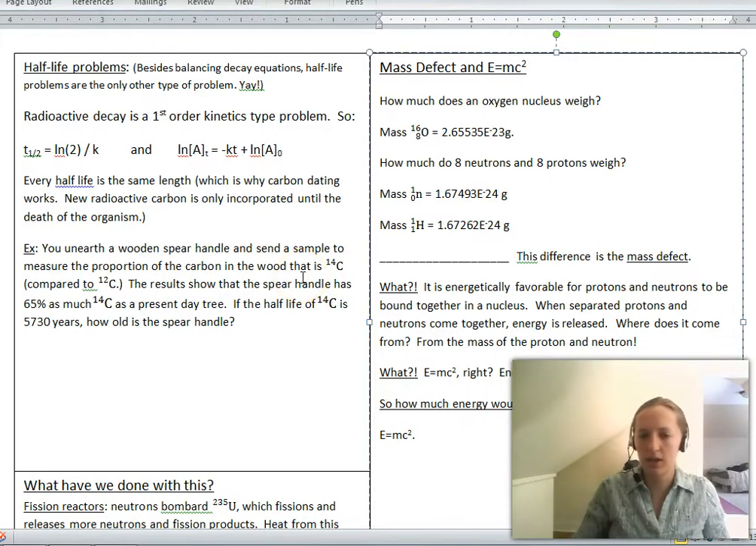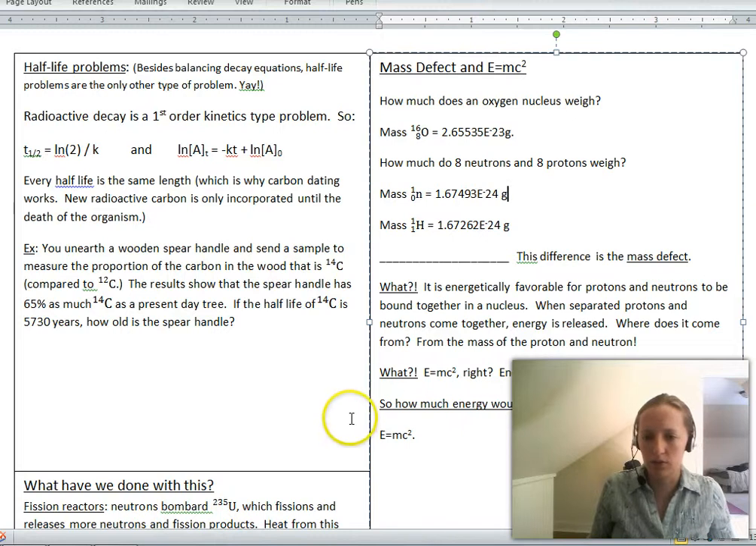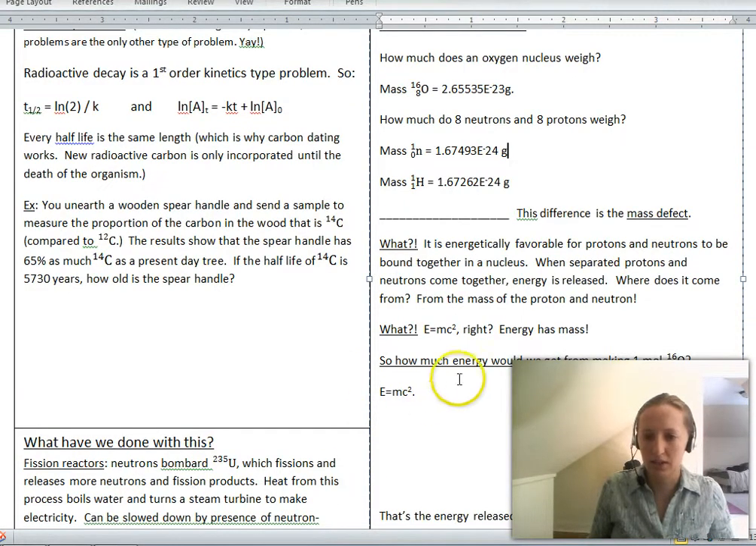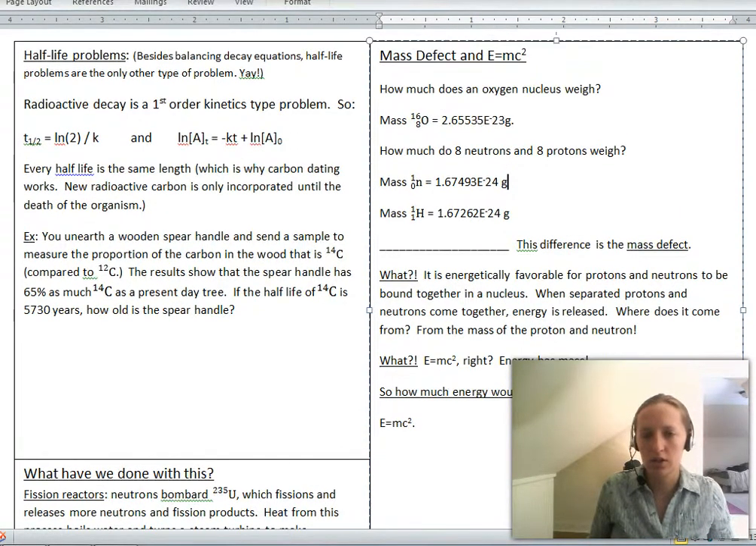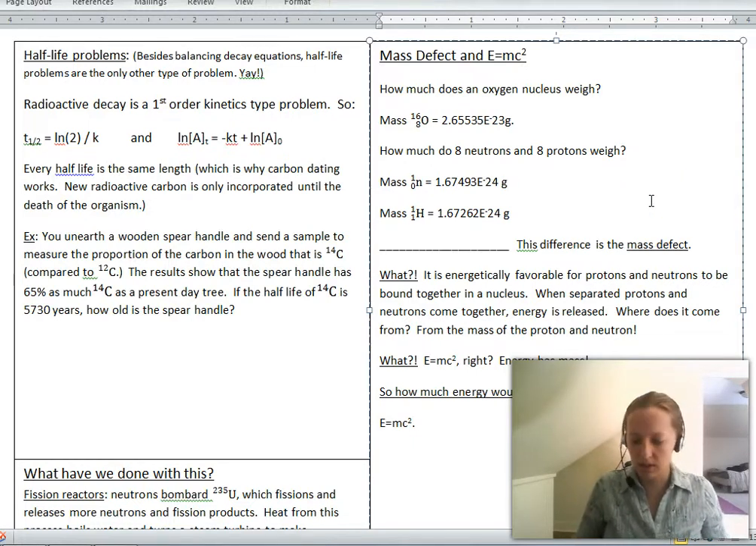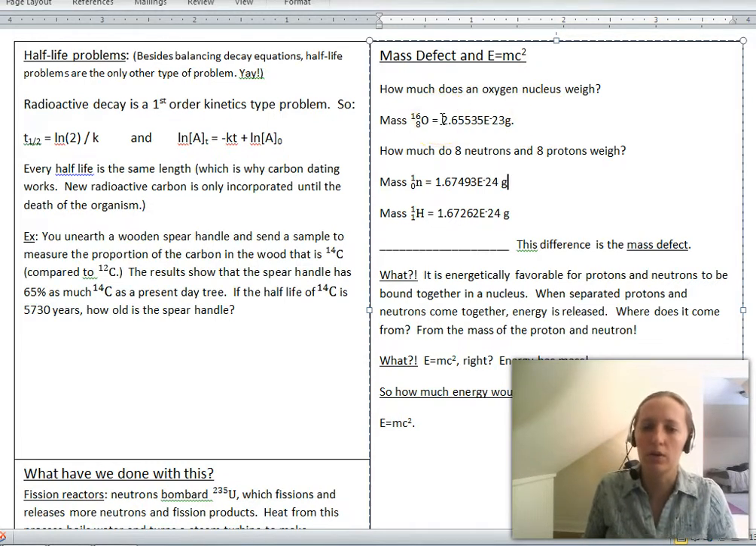So now we can talk about something called mass defect, and also binding energy, which is kind of cool. All right. In order to see what I'm talking about, let us do these questions here. We've got, how much does an oxygen nucleus weigh? Here we go. It is 2.65535 e to the negative 23 grams. I went and I looked that up.